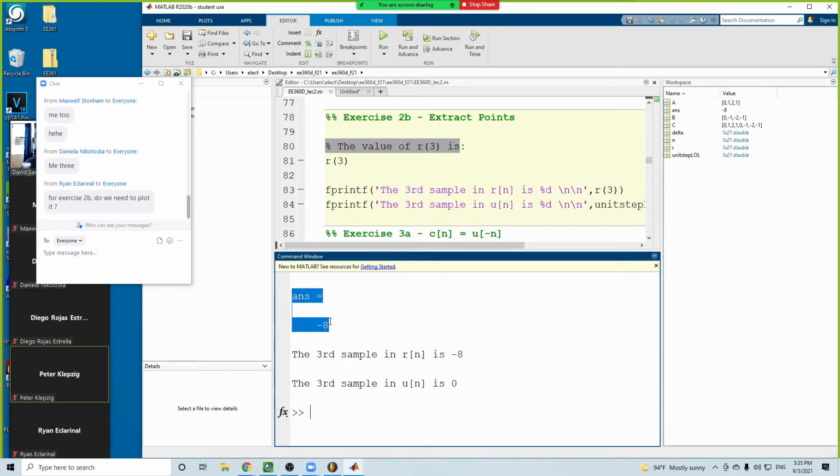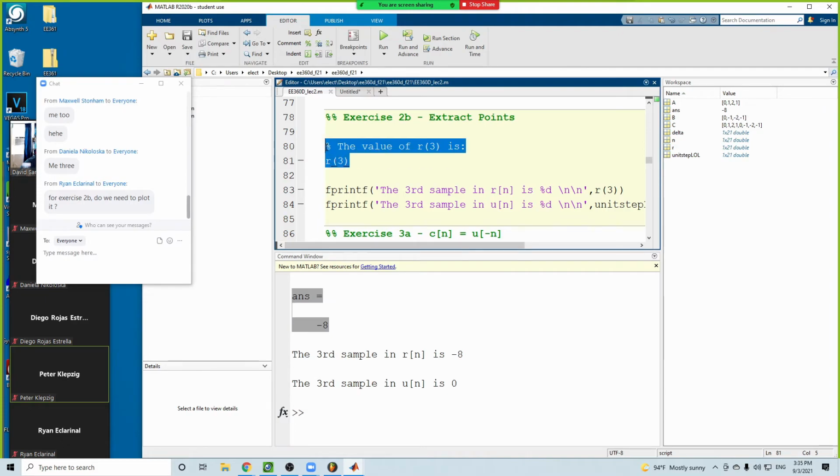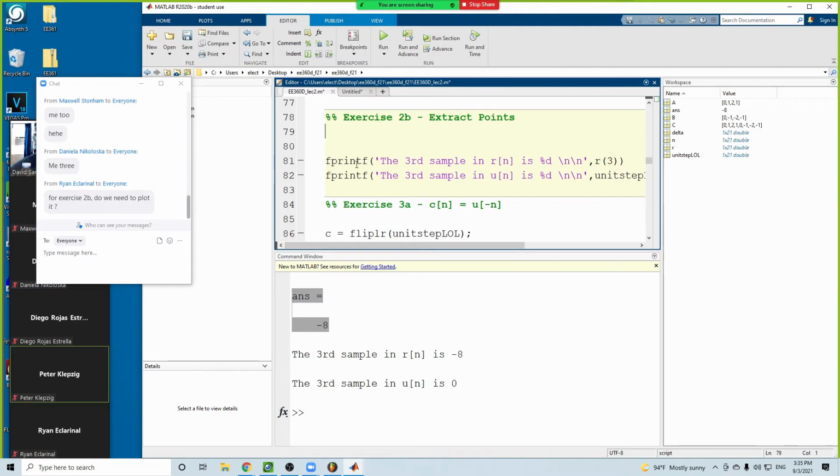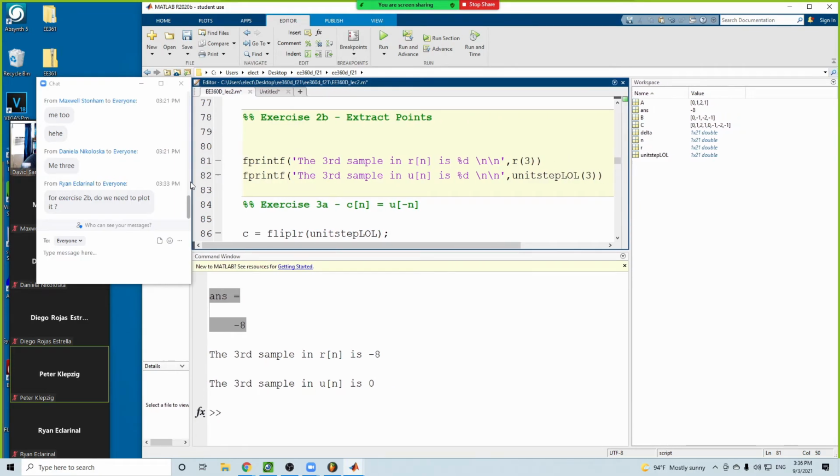professional. So the professional way of doing it is, instead of doing that, you can do this. Clean. The third sample in R of n is this percent decimal. And then I put this because we're doing new lines. And then you can do this. Looks really clean, huh? And then look, you don't get these errors anymore. It's all gone.